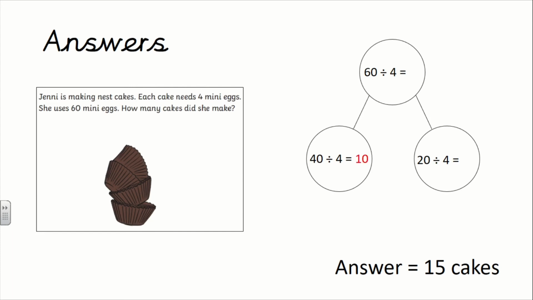So 40 divided by 4 is 10. 20 divided by 4 is 5. Add those two together and it's 15.